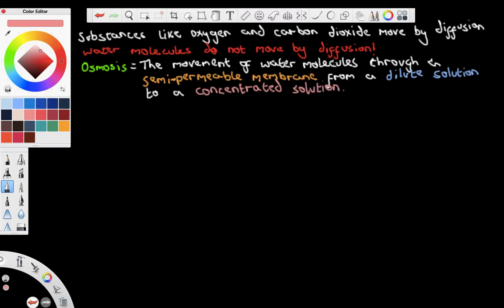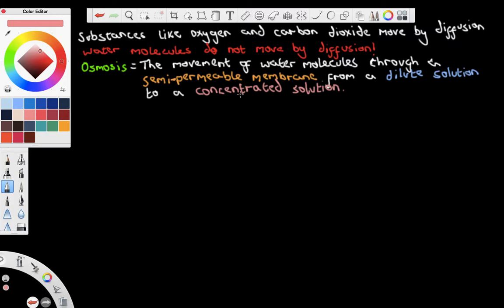Okay? So our definition says that osmosis is the movement of water molecules through a semi-permeable membrane from a dilute solution to a concentrated solution. And we've put semi-permeable membrane, dilute solution and concentrated solution in a different colour as they require a bit further of an explanation. Apologies, I needed a drink.